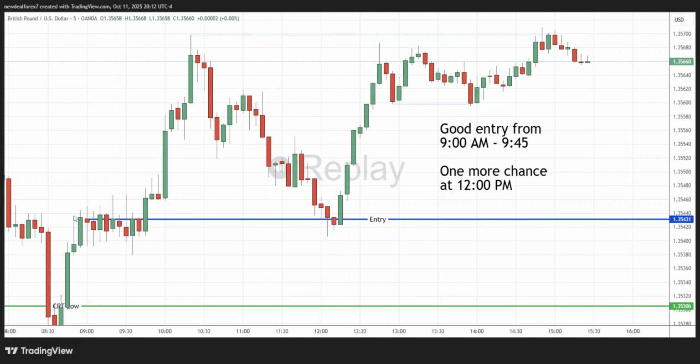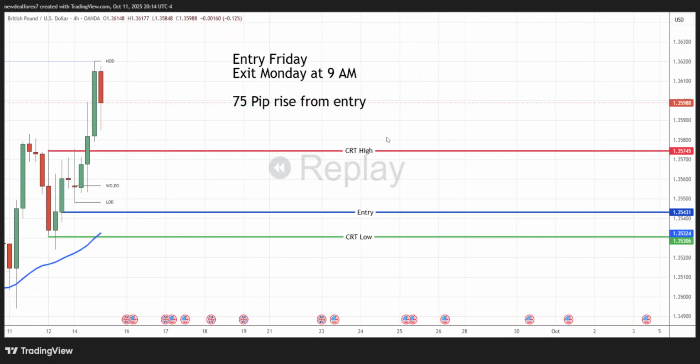So you have plenty of time to get in. You don't have to, sometimes these trades move fast, but other times they'll give you time to get in. So this was a 45-minute window. You had to take a long. And it even was nice enough to give you another chance at 12 p.m. because it did retrace before making the big move.